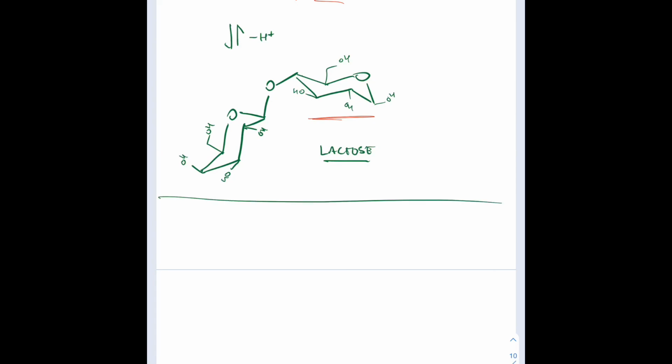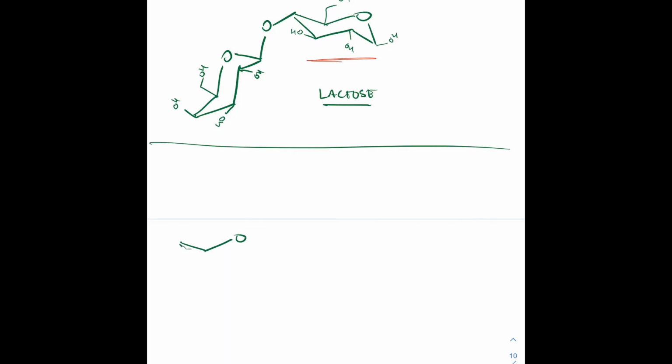Turns out this dimer is lactose. So lactose consists of glucose and galactose, and that's how it's formed. You form an acetal between the two sugars, and then if you look on the far right of lactose, you can also see that there is a hemiacetal with that OH on the far right.